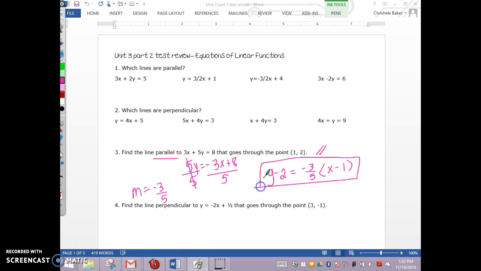Now from here, I could put this into slope-intercept form or into standard form. I'm going to have to do that later. It didn't specify what way to put it on this one, so I'm just going to leave it like that.